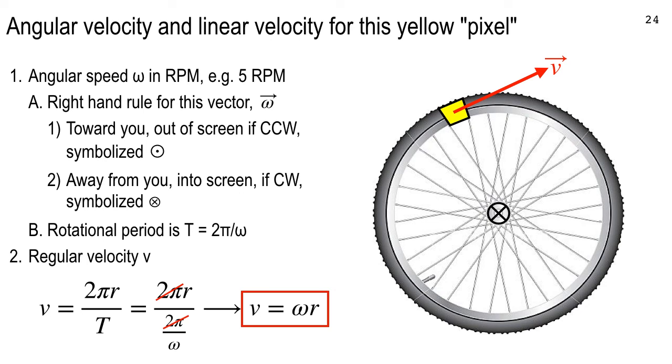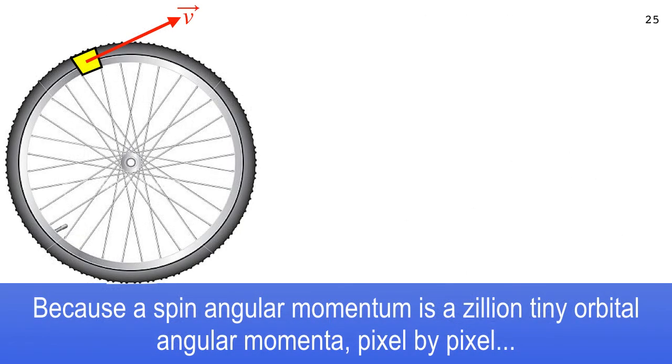And if you think about it, the total spin angular momentum is equal to mvr of every pixel of this tire. We've just done one of them. We've analyzed it down to just one pixel. Now we're going to apply it to all the other pixels. So here we go. L equals mvr for that pixel, and we know that v is equal to omega r.